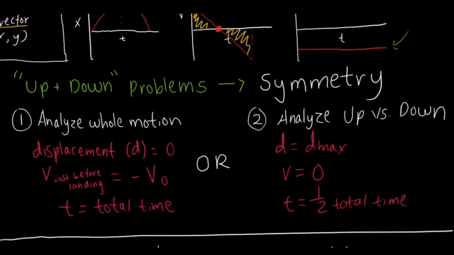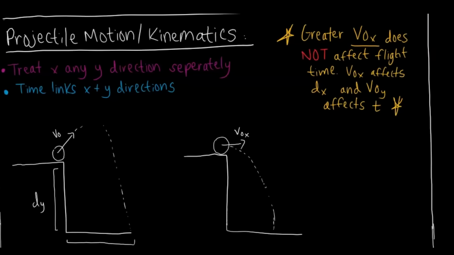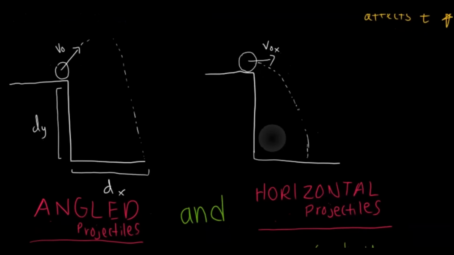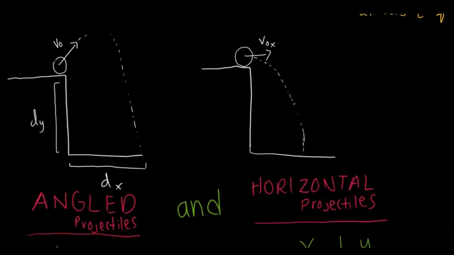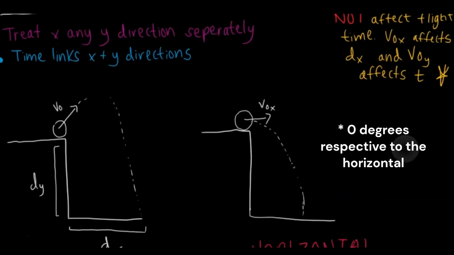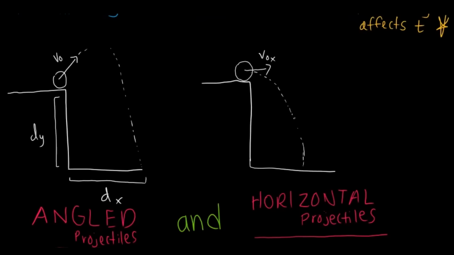All right, so the final thing we're going to cover is projectile motion in terms of kinematics. So there are two types of projectiles. You're going to have angled projectiles and horizontal projectiles. So when it's angled, it's launched at an angle into the air, and when it's horizontal, it's just launched at 90 degrees flat, given an initial velocity as well. And that initial velocity is going to act in the x direction.